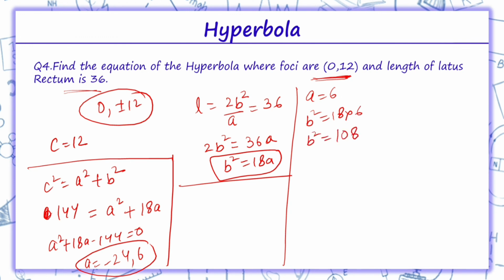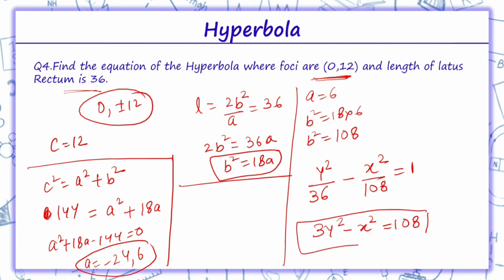Now since the foci lie on the y axis, the equation will be y square upon a square, which is 6 square, that is 36, minus x square upon b square, which is 108, equals 1. Thus on further solving it, we will get 3y square minus x square equals 108.